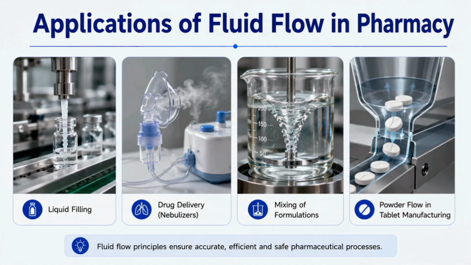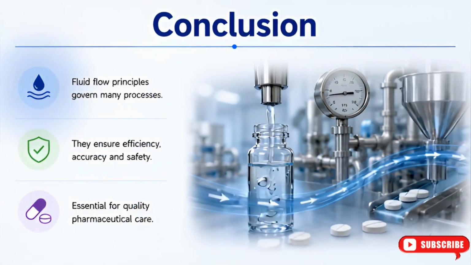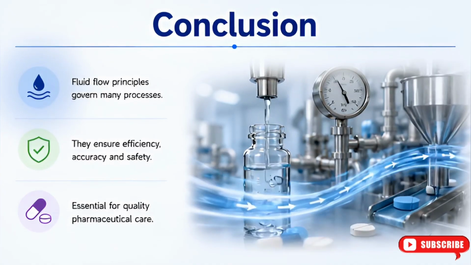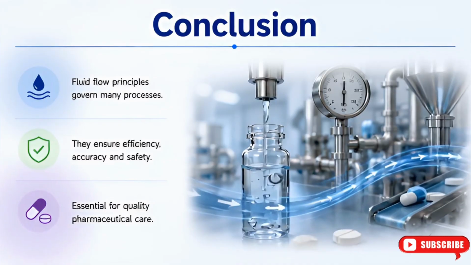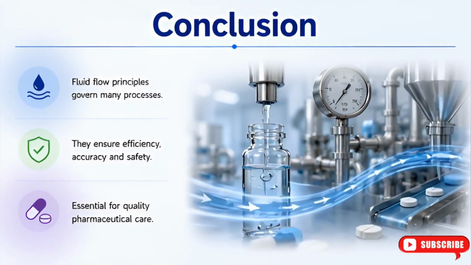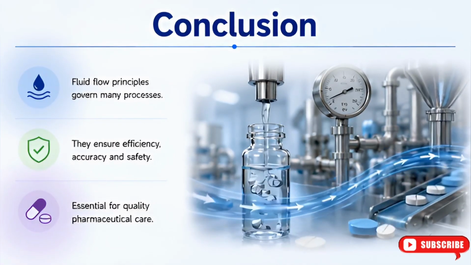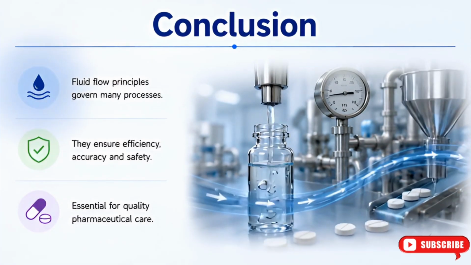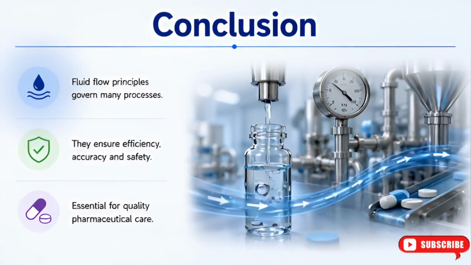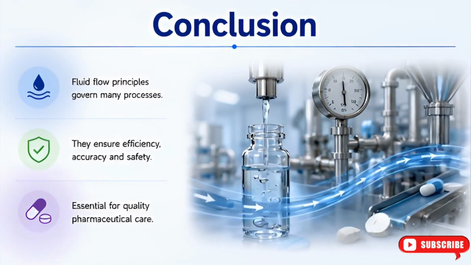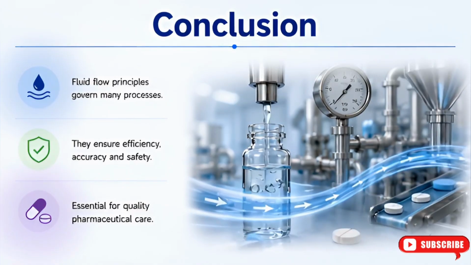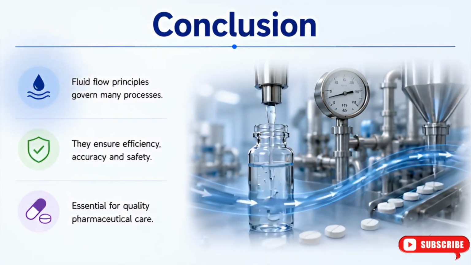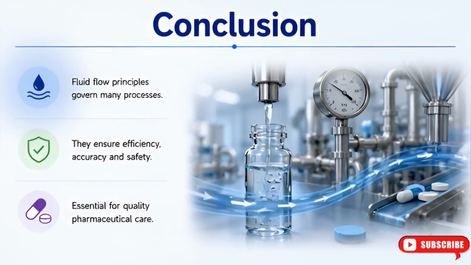So in conclusion, let us quickly revise today's topic. Fluids include liquids and gases, and fluid flow means the movement of fluids from one place to another. There are mainly two major types, laminar flow and turbulent flow. Viscosity affects how easily fluids move, and Bernoulli's principle explains the pressure and speed relationship, and fluid flow is essential in pharmaceutical manufacturing. It helps in mixing, pumping, filtration, drying, and filling medicines.